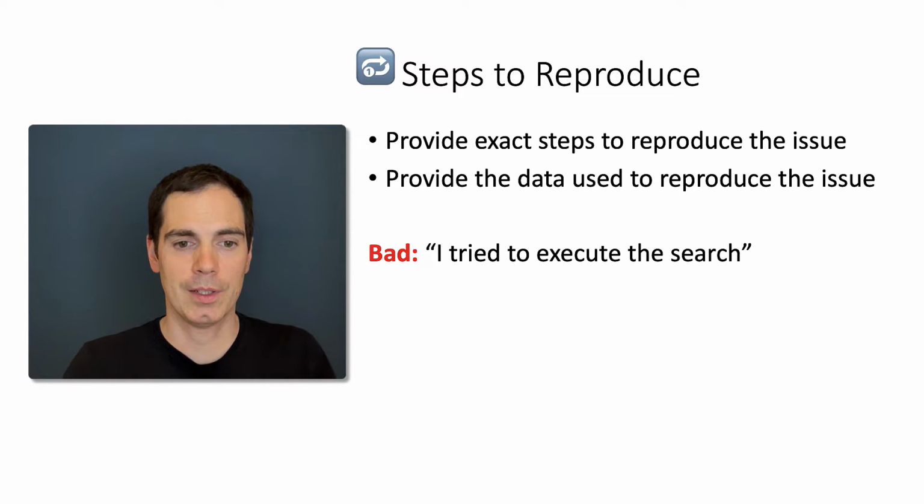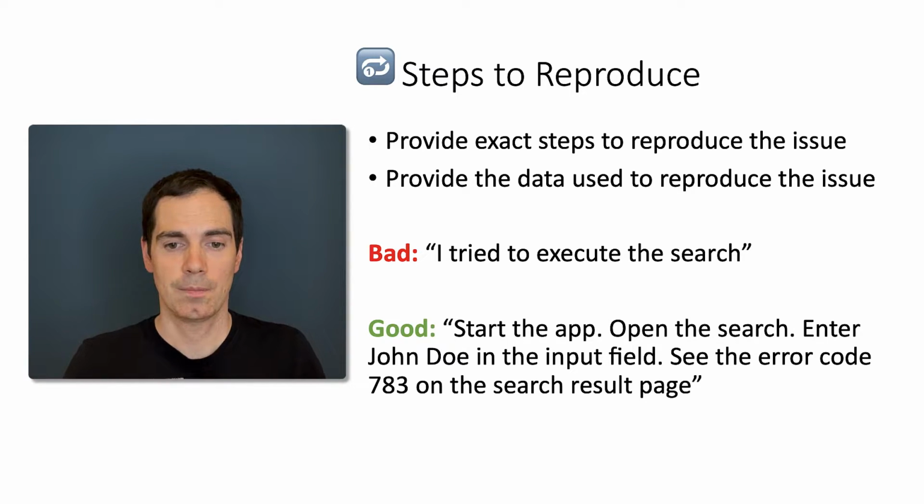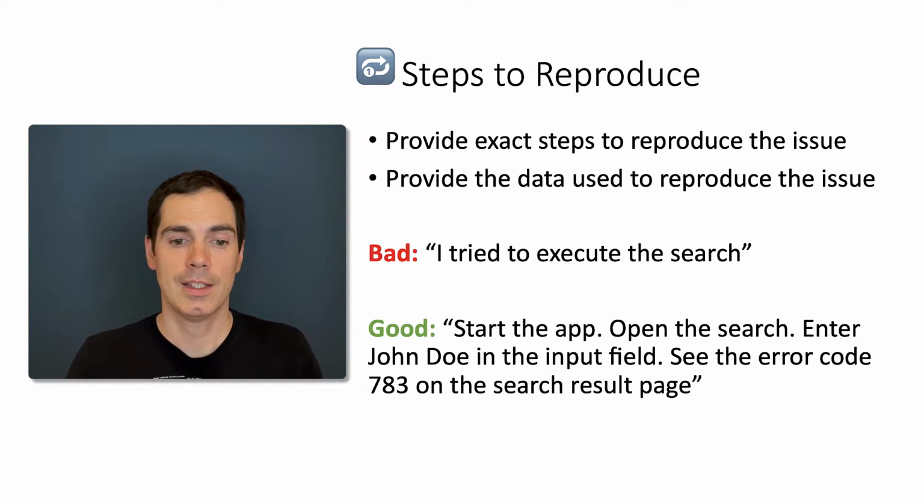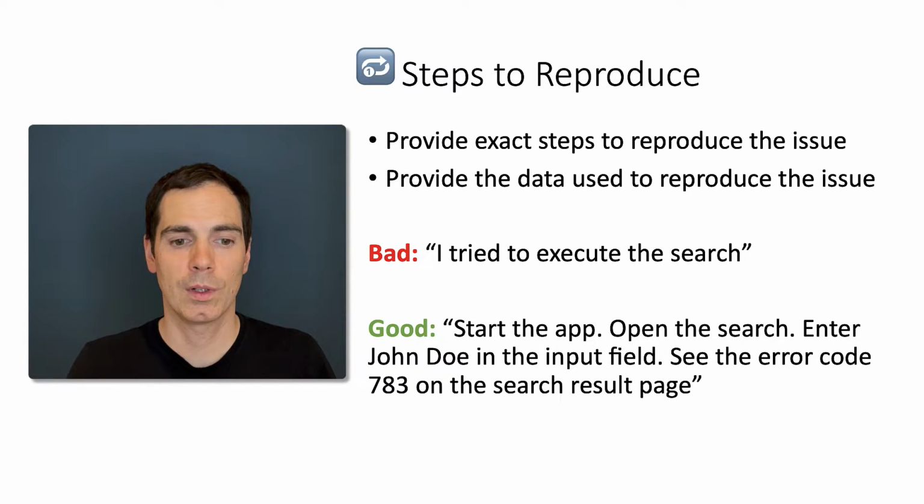Again, a bad example is, I tried to execute the search. A good one could be, start the app, open the search, enter John Doe in the input field, see the error code 7A3 on the search result page. These are exact steps, reproducible, and in the best case the bug is reproducible. This will help the developer to get some more information about the bug and also how to reproduce it. And if it's reproducible, it's likely that it can be fixed.